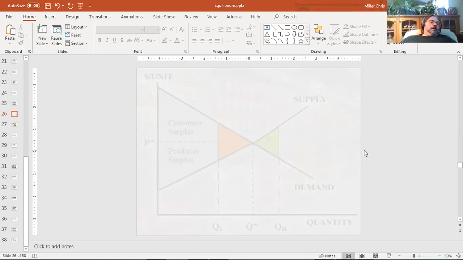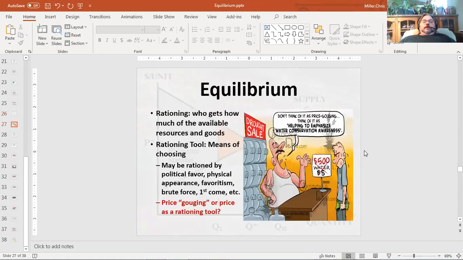Today, we are actually going to take that one step further, and we're going to start looking at what happens when the outside forces start artificially adjusting either the price or the quantity, whether supplied or demanded, and the impacts that these artificial adjustments have on both supply and demand. And we're going to start by talking about rationing.